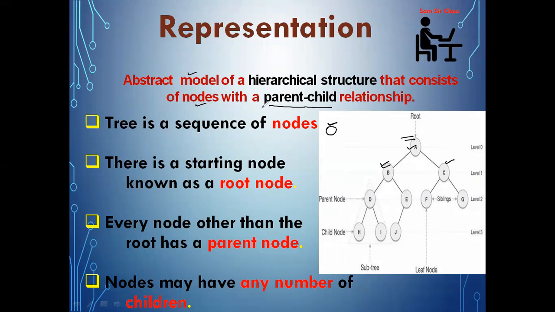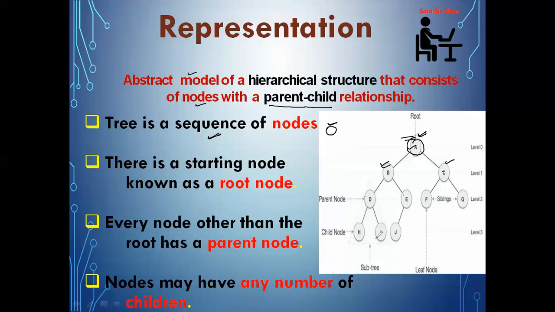In brief, a tree is a collection of nodes. There is always a starting node, which is known as the root node. Currently, A is the root node. Every node with children is known as a parent node, so B is a parent node, D is a parent node, E is a parent node, and C is also a parent node. But any node like H, I, J, F, G, those that don't have any child node, are known as leaf nodes.